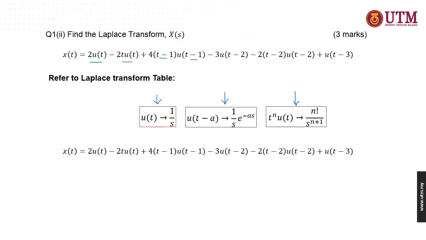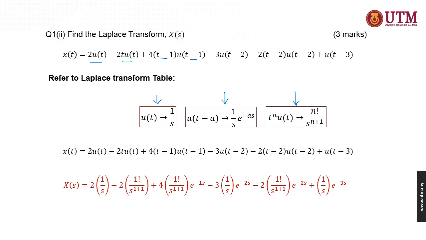So 2u(t), okay, so in this case 2u(t), so u(t) equal to 1 over s in s domain. So this is for this one. And then 2t u(t), so this one t u(t), so you know that n equal to 1, therefore n factorial, so n equal to 1 in this case, so 1 factorial divided by s to the power of 1 plus 1, times 2, the magnitude. Okay, so this is for the second component.